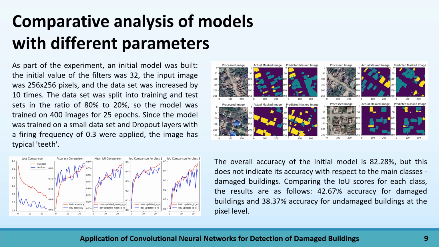The overall accuracy of the initial model is 82.28%, but this does not indicate its accuracy with respect to the main classes, damaged buildings. So, comparing the intersection over union scores for each class, the results are as follows: 42.67% accuracy for damaged buildings and 38.37% accuracy for undamaged buildings at the pixel level.